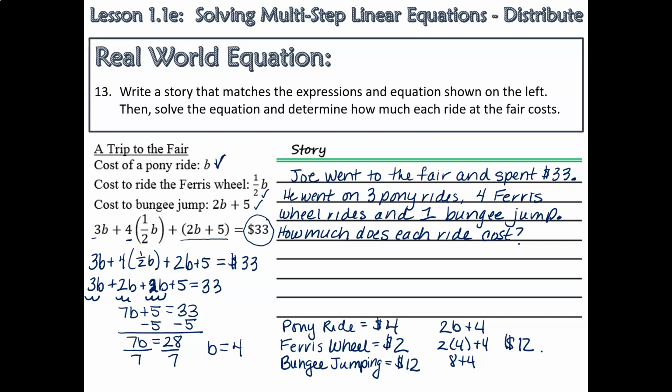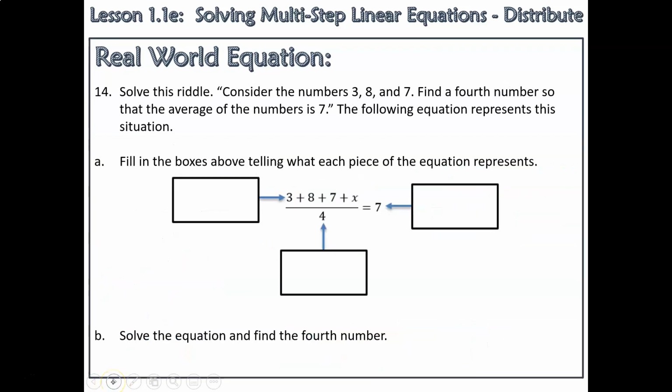Okay, one more. We got one more here today. Number 14 is on the next page, page 33. It says, solve this riddle. Consider the numbers 3, 8, and 7, and find a fourth number so that the average of the numbers is 7. The following equation represents this situation.